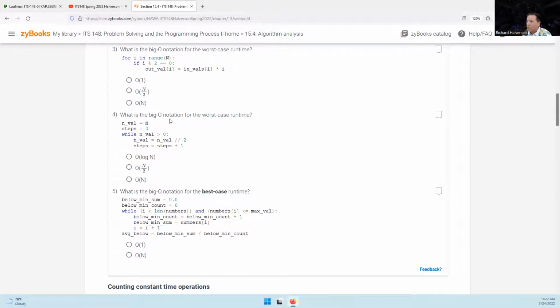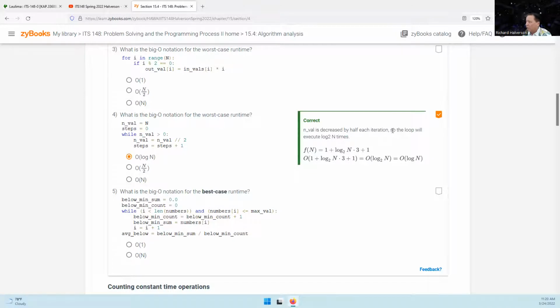Here, what is the big O notation for the worst case runtime? Each time you're cutting it in half, n val is equal to n, and you loop through here, and each time you're cutting n val in half until you're done. So I would say it's this. N val decreases by half each iteration.